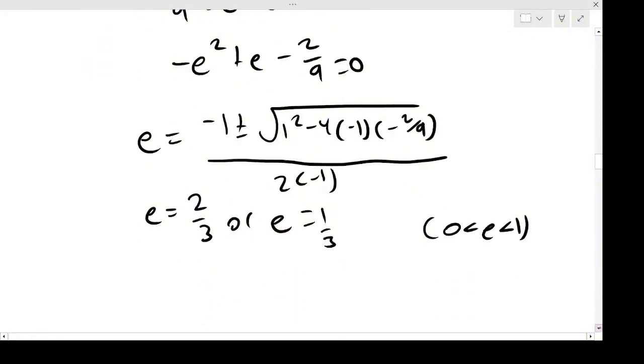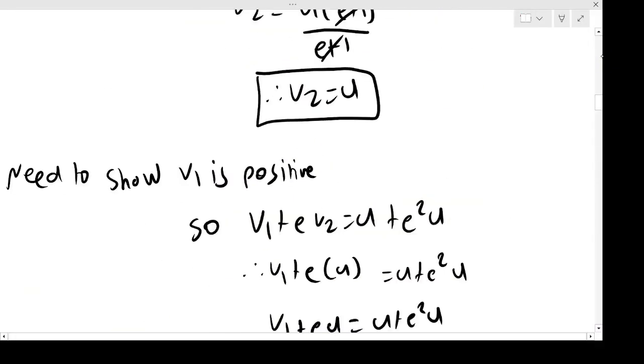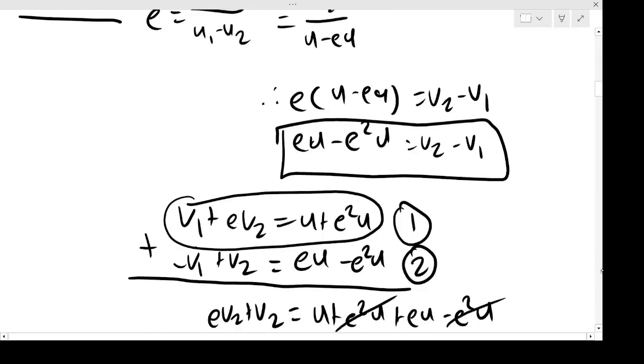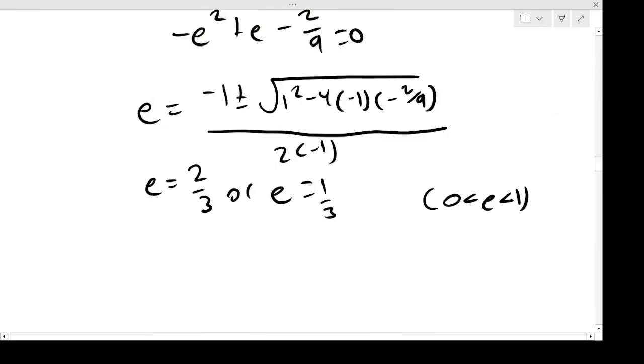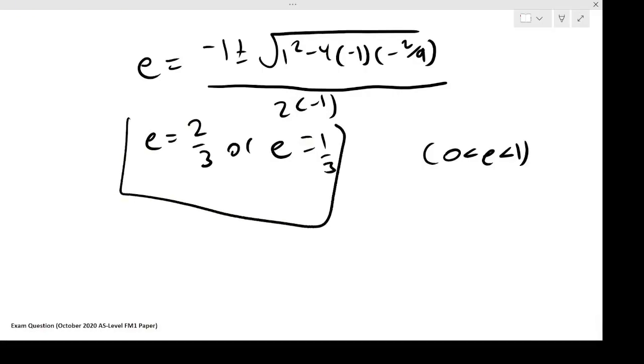By the way, I should say I do not include 0 and 1 here because the question specifically says it is between 0 and 1. It can't be equal to. But honestly, it doesn't really matter here. Just thought I'd stress the fine details. Anyway, both of these values are plausible. They're all between 0 and 1. So those are my two possible values for e. Okay, and there we are.